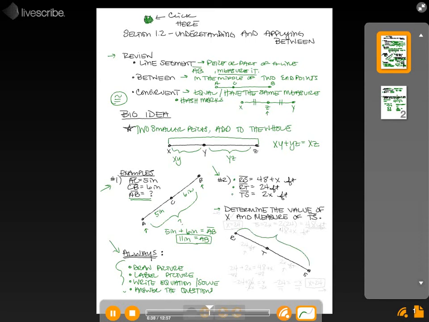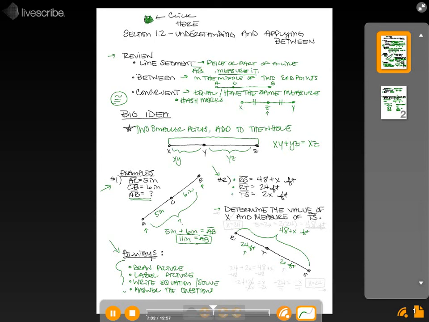RS is 48 plus x feet. RT is 24 feet. And TS is 2x feet. All right, now we need to set up an equation. That's the third thing we need to do. We're going to use that big idea again, that the two smaller pieces will add to the whole.